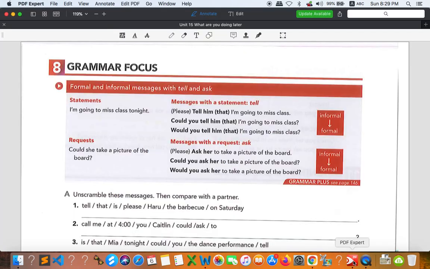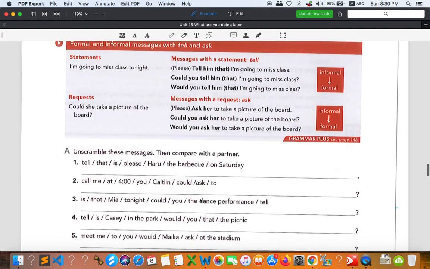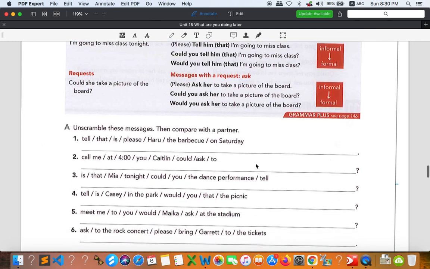All right, so let me bring you back to this book. I'd like you to unscramble these messages in this practice. Then compare with the part, but you don't have to, so you have to unscramble. These are scrambled words or messages, so you have to unscramble them, which means put them in order.